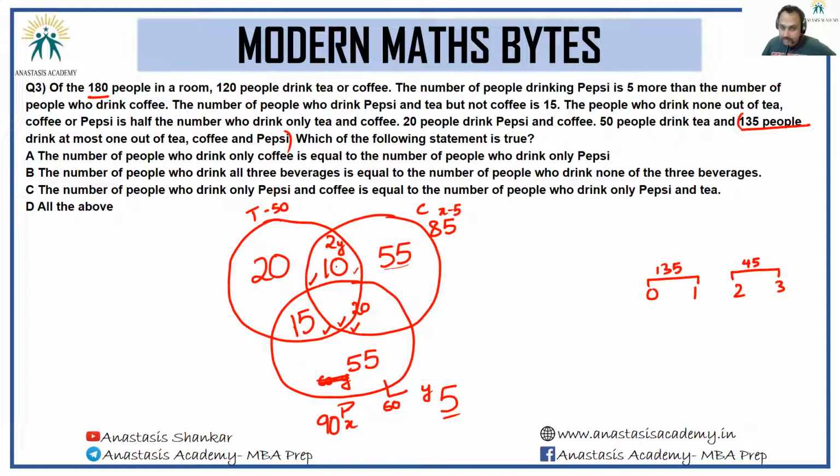20 plus 10 is 30, 30 plus 15 is 45. But T was supposed to be a total of 50. So this is 5 and this is 15. Now we have all the regions, all the numbers, everything is available to us. Let's get to individual options.